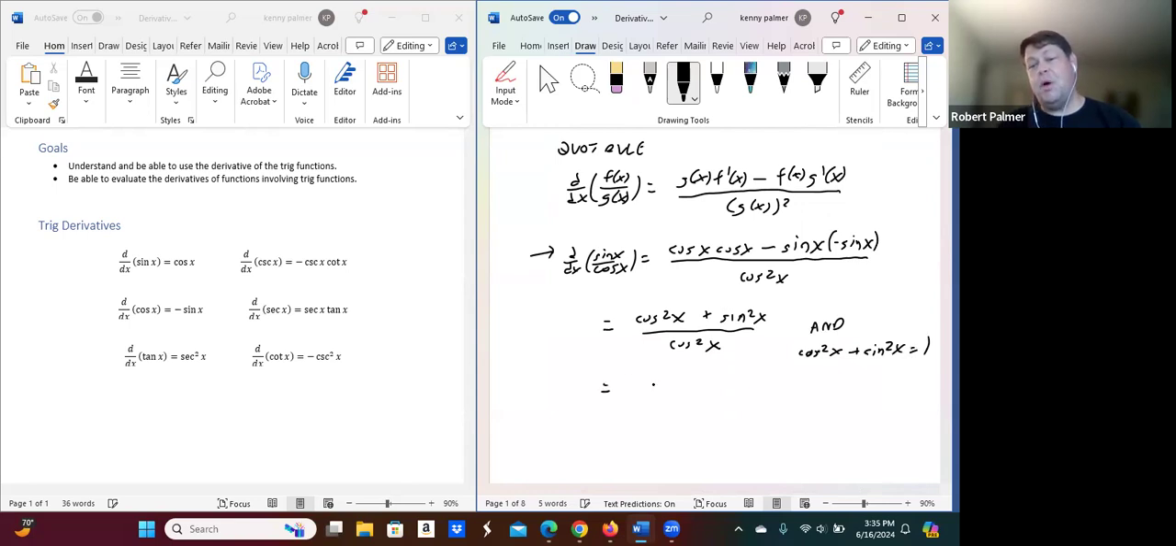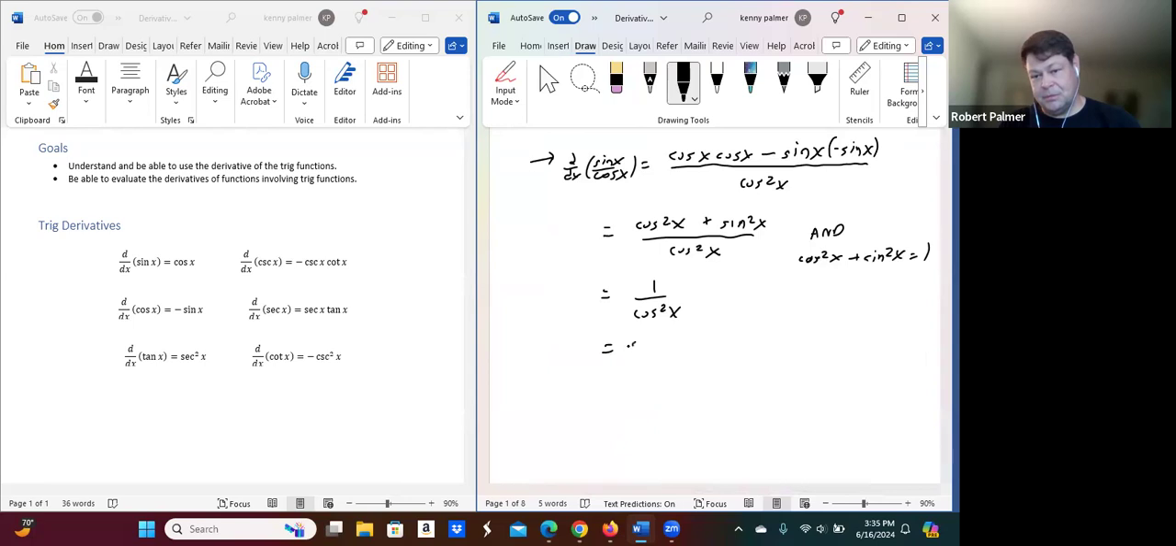What we have then is 1 over cosine squared x. And if you remember, since 1 over cosine is secant, 1 over cosine squared is secant squared. And that's where that comes from. So that's why the derivative of tangent of x is secant squared x.